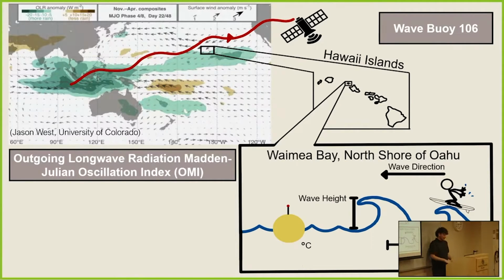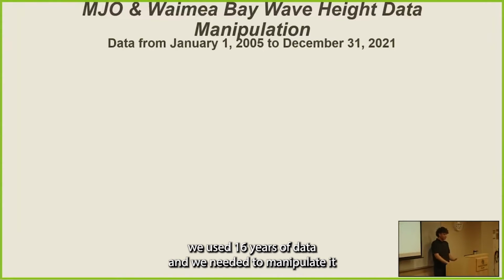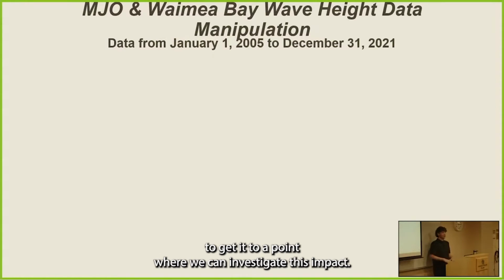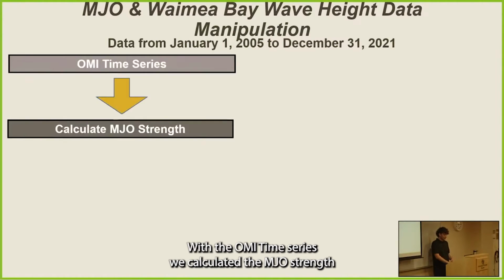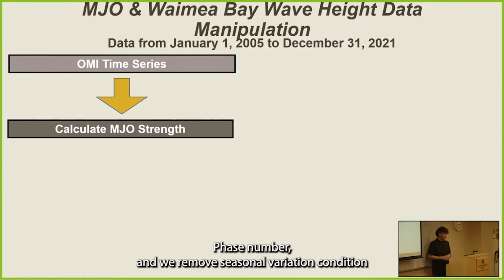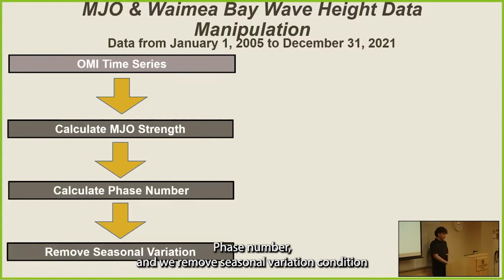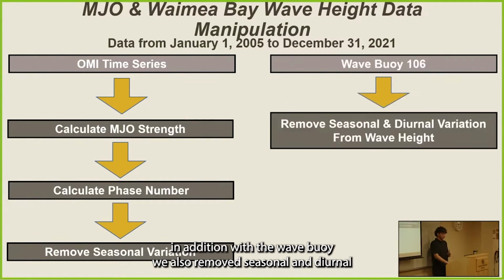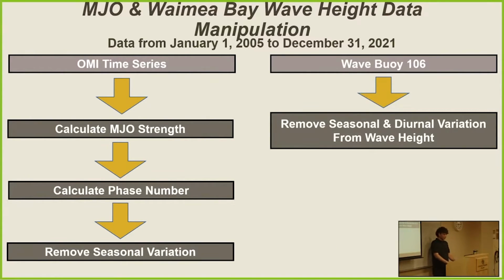And the wave buoy off the north shore of Oahu collects many variables, but we are most interested in wave height. We used 16 years of data, and we needed to manipulate it to get it to a point where we could investigate this impact. With the OMI time series, we calculated MJO strength, which is a measure of how strong the enhanced and suppressed convection is, phase number, and we removed seasonal variation. In addition, with the wave buoy, we also removed seasonal and diurnal variation.